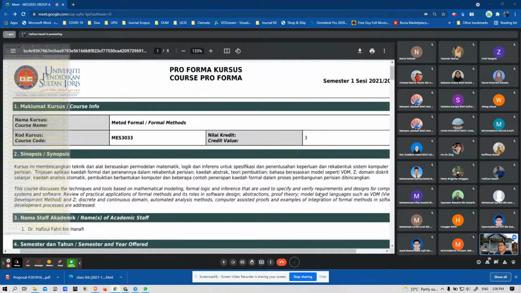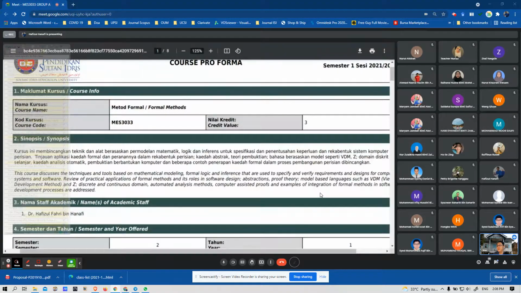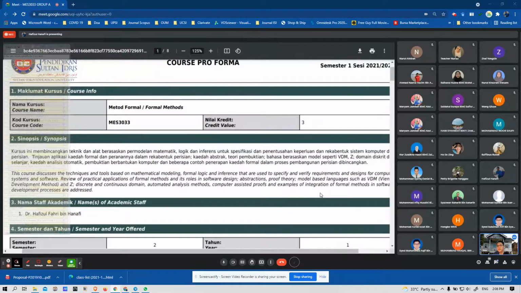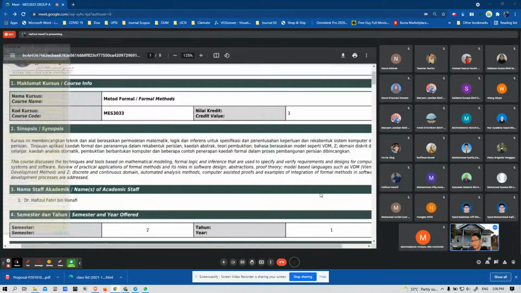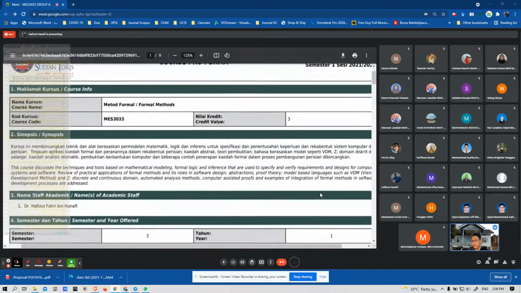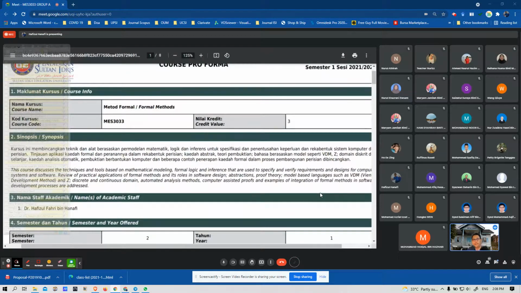Okay, this one is your teaching plan for the whole semester. We have here the formal method. This course basically discusses techniques and tools. It is a continuation from discrete structure, and we continue with modeling and formal logic, and also the inferences that are being used to specify and verify the requirements, especially for designing computer systems.